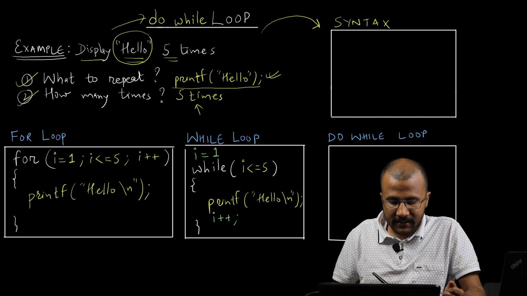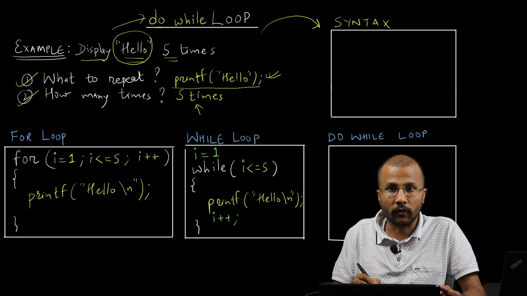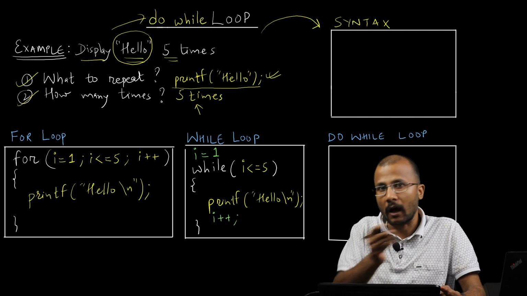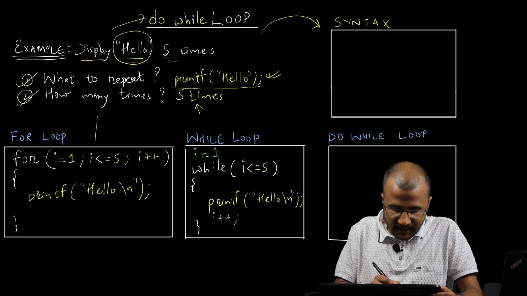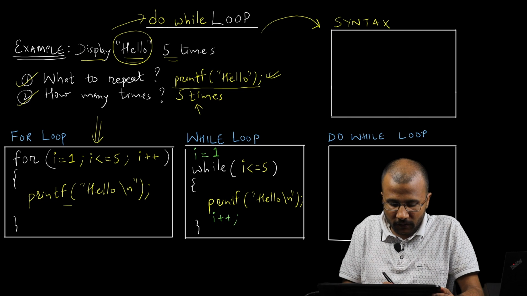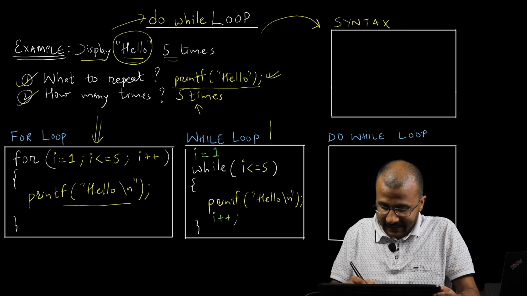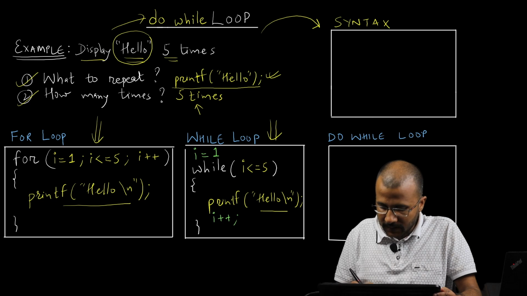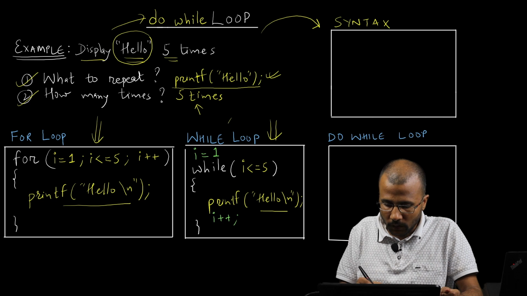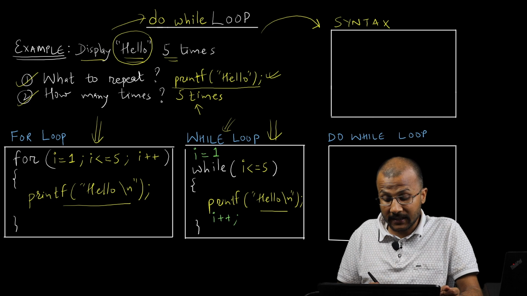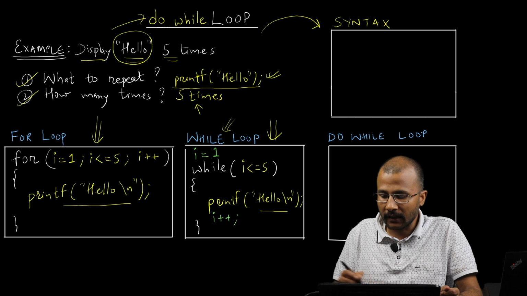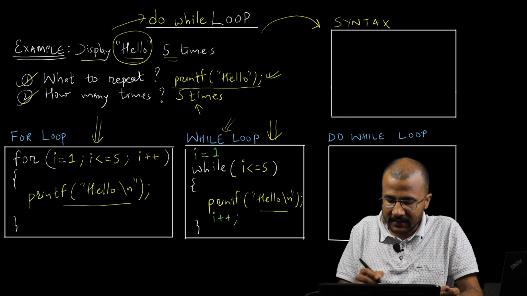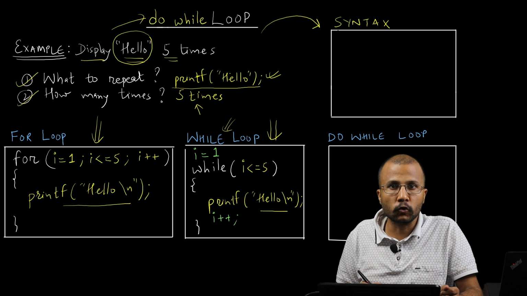You have already seen how to solve this using for loop and while loop in our previous lectures. So this is how you display hello on the screen 5 times using for loop, and this is how you display hello on the screen 5 times using the while loop. Now in this lecture, we are going to see how we can do the same thing using the do while loop. So first of all, let's start by writing the syntax for do while loop.